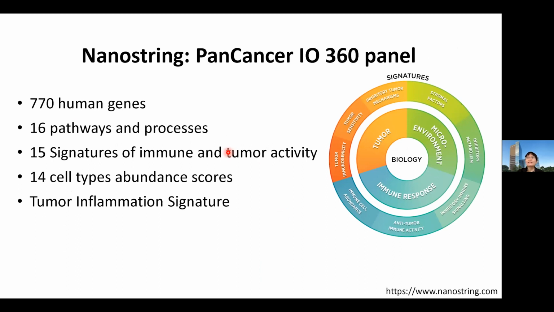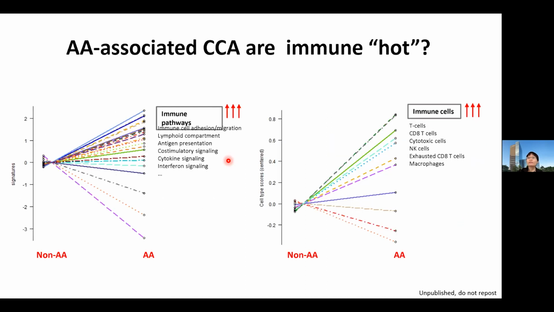In order to study immuno-oncology in cholangiocarcinoma, we performed NanoString for our cholangiocarcinoma tumors, so as to better look at immune activity and to quantitate immune cell subsets. Interestingly, we found that AA-associated cholangiocarcinoma has increased expression of immune genes and enhanced immune pathways with increased numbers of immune cells as well as immune cell populations, suggesting that the AA-associated cholangiocarcinoma tumors are immune hot. This is consistent with recent publications on liver cancer, where AA mutations are thought to increase the immunogenicity of the tumors as well.